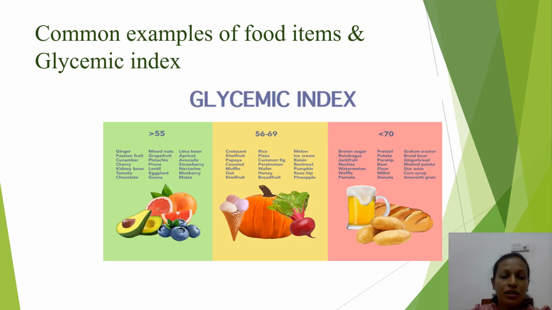This is a common example of food items and glycemic index. Glycemic index less than 55 is low for these foods, 56 to 69 is average for these foods, and now you can see in this diagram more than 70 for these foods. I think you can get some idea from this diagram.